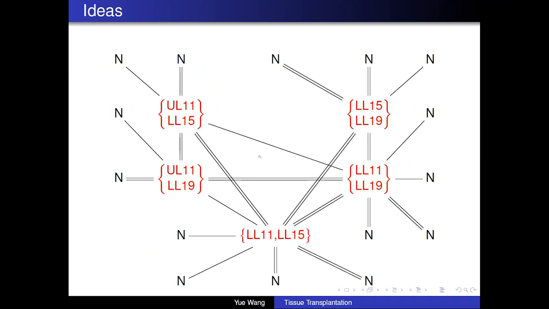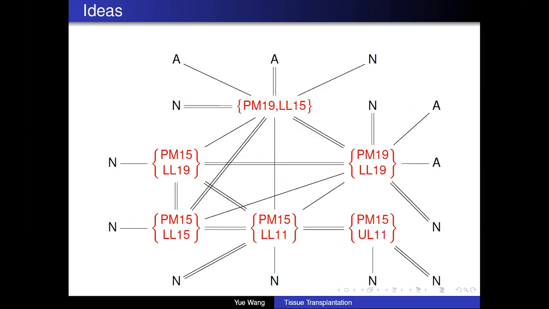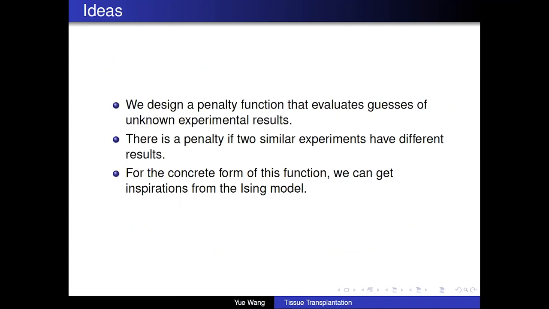Here's the second part of the similarity chart. We have 5 experiments with unknown results, and they are similar to these experiments with known results. And here's the last part. So we want to design a penalty function that evaluates the guesses of those unknown experimental results.